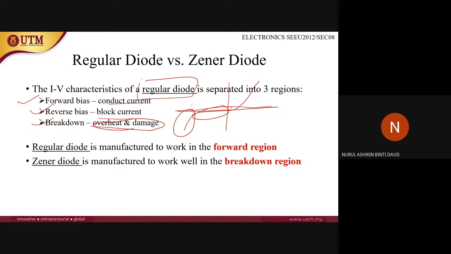So that is what will happen in a regular diode. A regular diode is manufactured, okay, specifically designed to work in the forward region only. But for a Zener diode, what will happen?